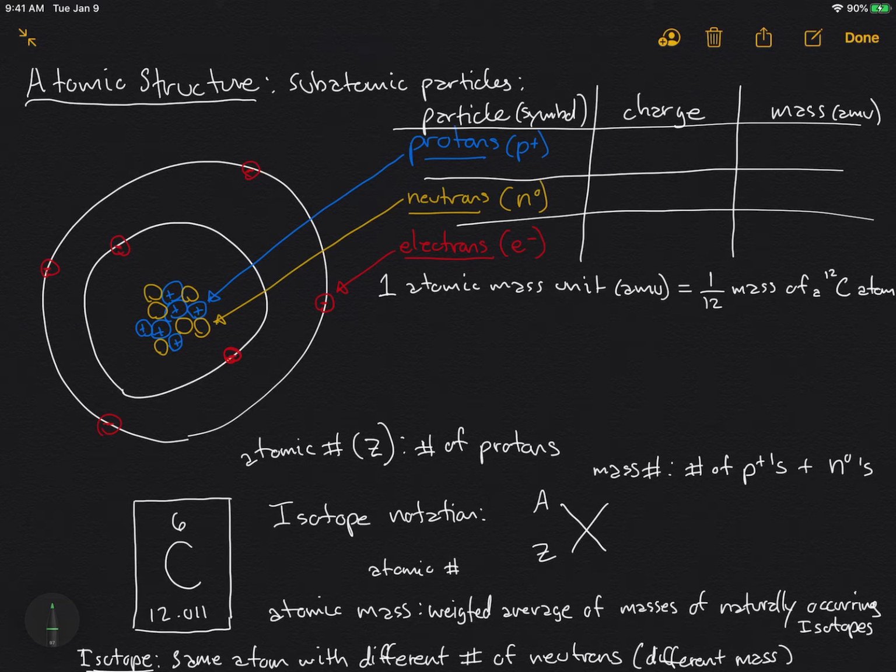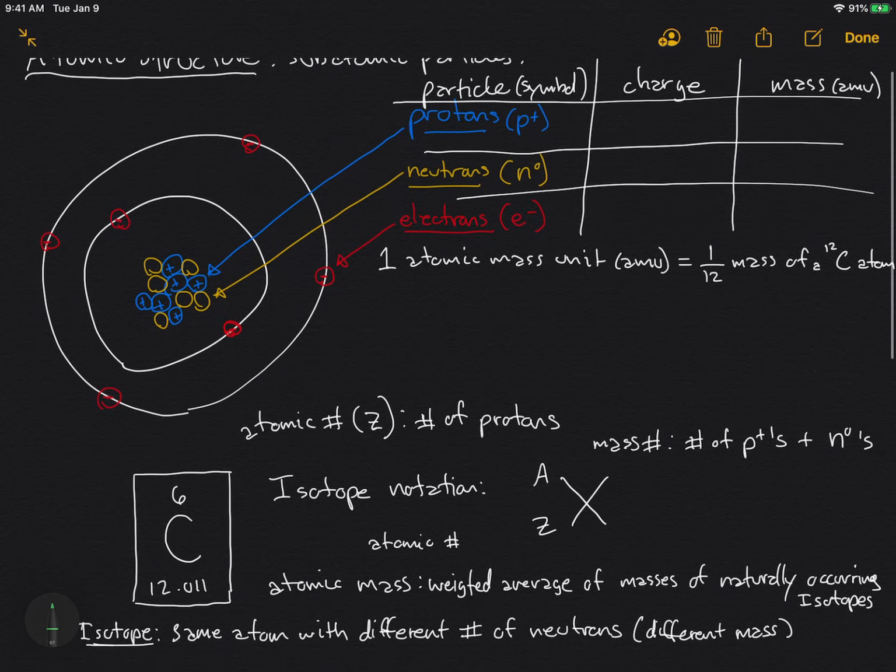In this short video, we'll take a look at atomic structure, specifically the subatomic particles that make up the atom. Here's a diagram of the atom, a simplified diagram that is often referred to as the Bohr model.